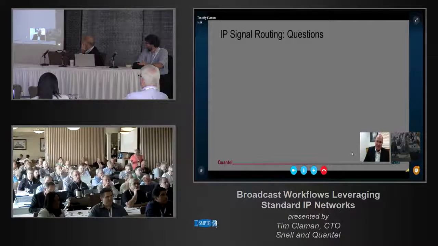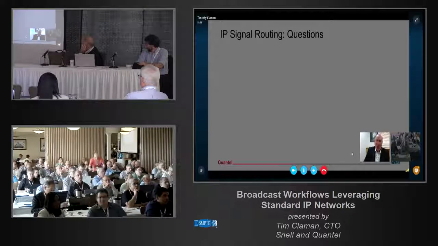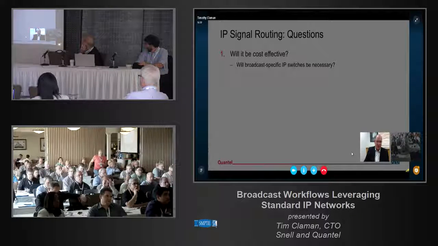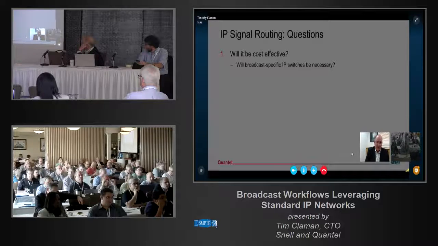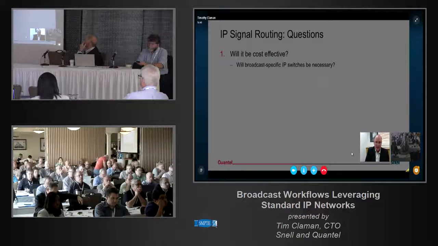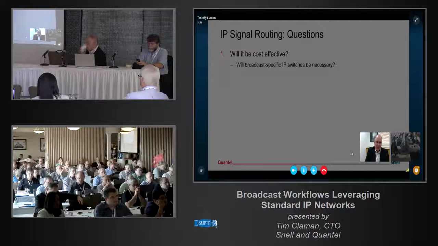In any case, while IP signal routing is very appealing, there are some open questions which I'll try to address in the presentation here. First question is whether IP networking can be as cost-effective as traditional SDI infrastructure. And one corollary there is whether you'll have to purchase a broadcast-specific IP switch instead of a standard IP switch from IT vendors like Cisco, Juniper, and Extreme.